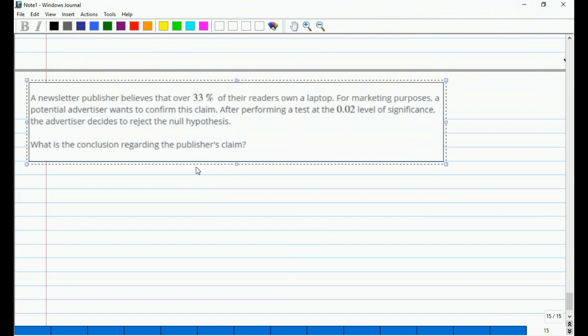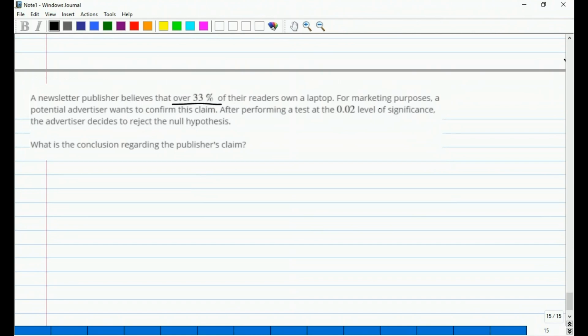Let's see. It says that the newspaper publisher believes that over 33% of their readers own a laptop. For marketing purposes, a potential advertiser wants to confirm this claim. After performing a test at the 0.02 level of significance, the advertiser decides to reject the null hypothesis. So if you decide to reject the null hypothesis, then that means that the percentage must be over 33%.